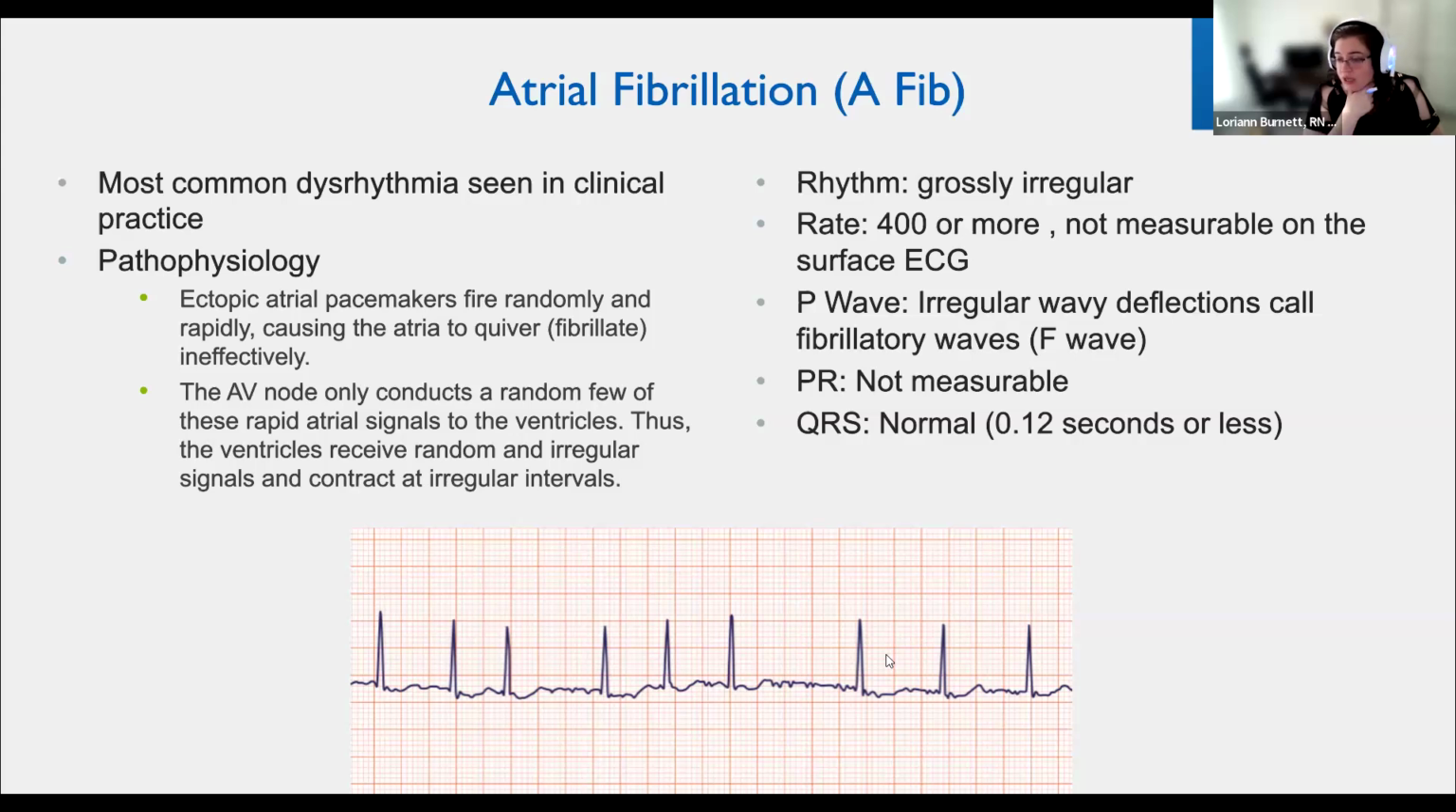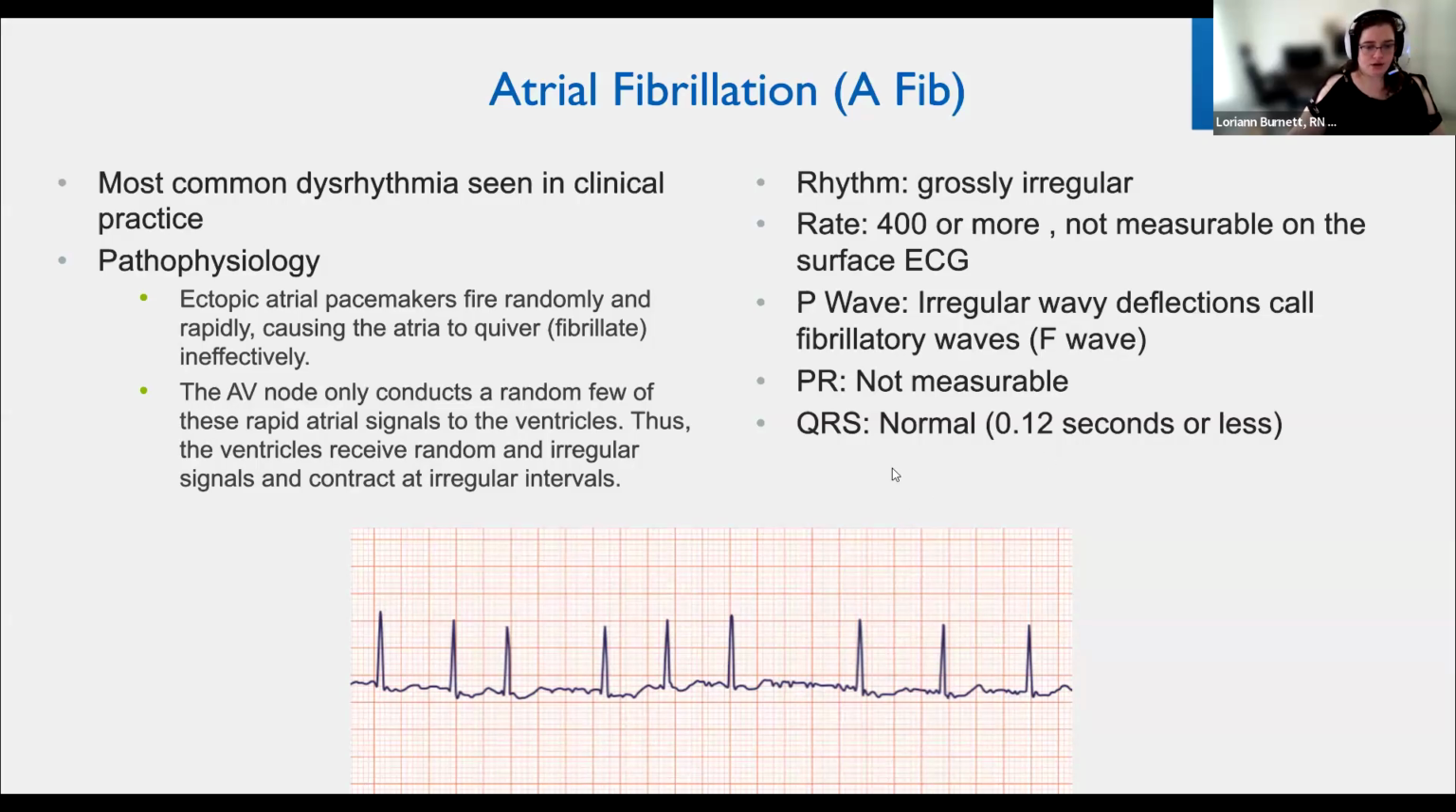We can't really measure the PR because the PR is the distance from the first and only P wave to the top of the R. So we can't do that. Our QRS is still less than 3 itty bitty boxes, but we can see our abnormalities. And again, this is because of that.